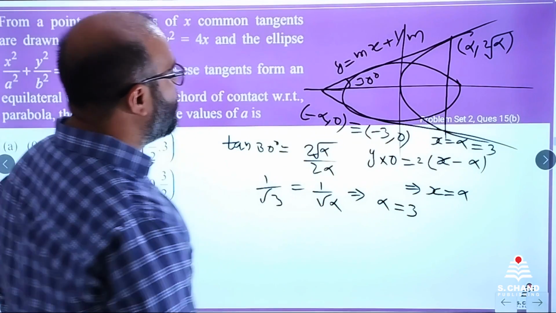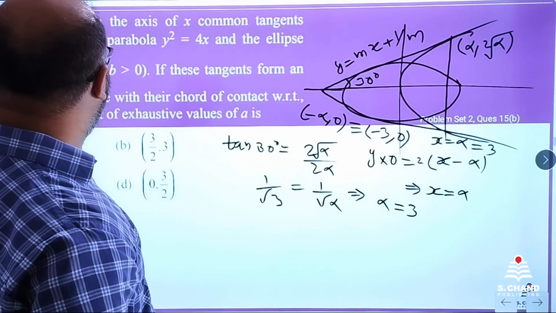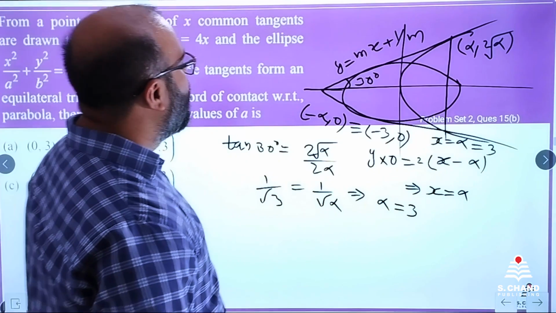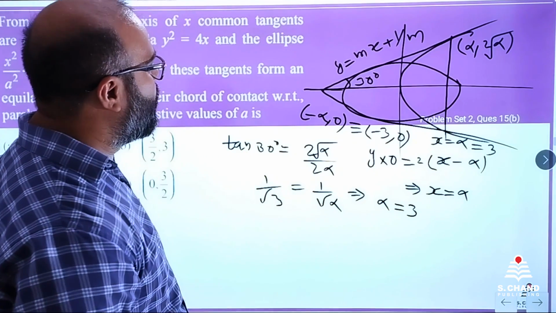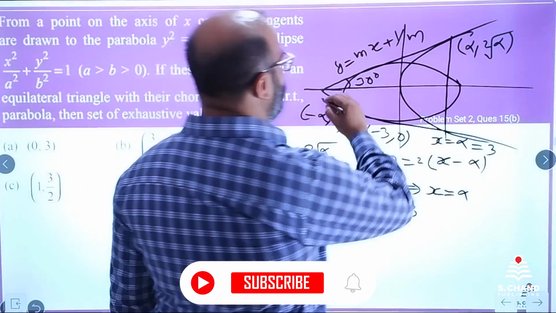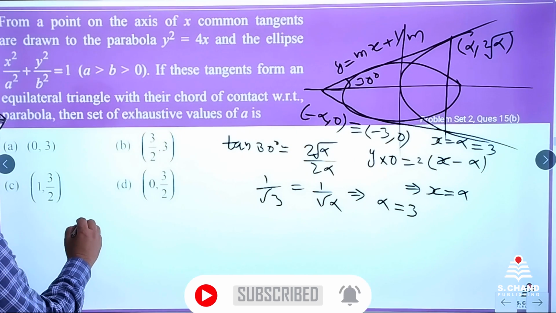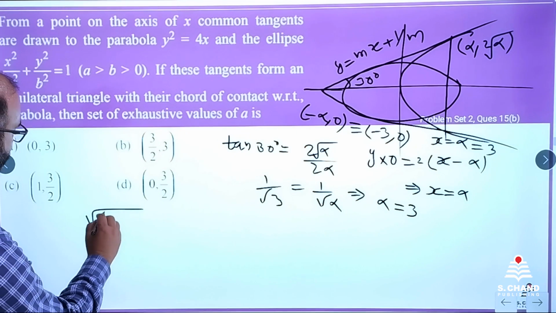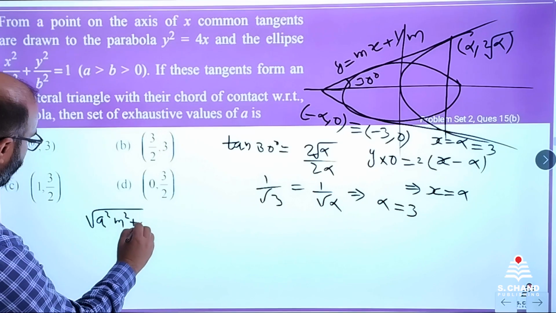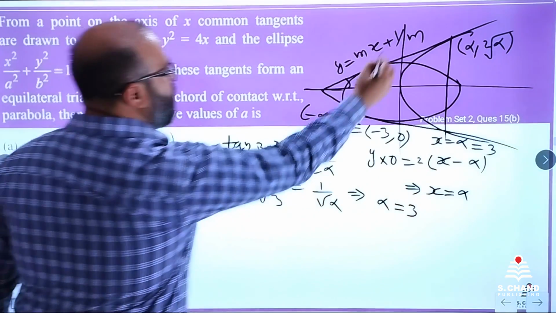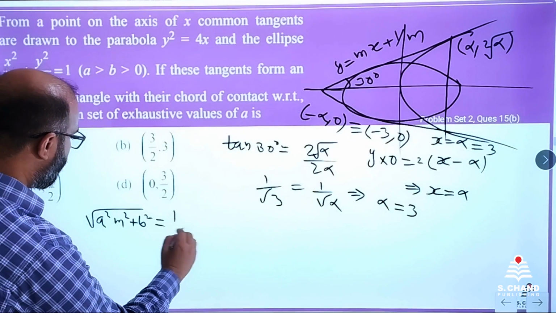Now in the next step we have to find the exhaustive value of a. We know that since this is tangent to the ellipse, of course its intercept will be root over a square m square plus b square, which is equal to 1 by m. Now what is m?